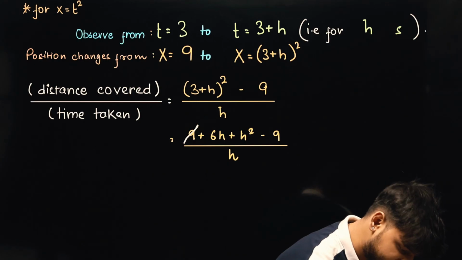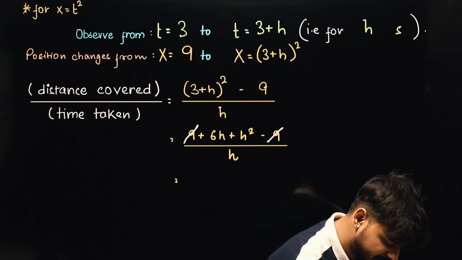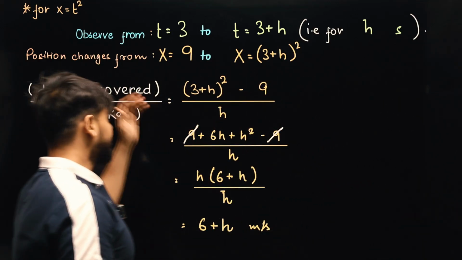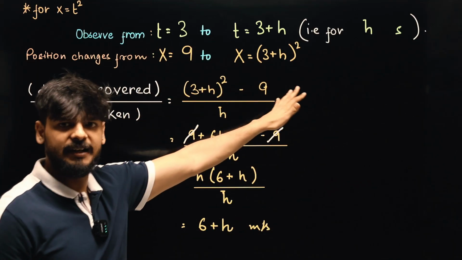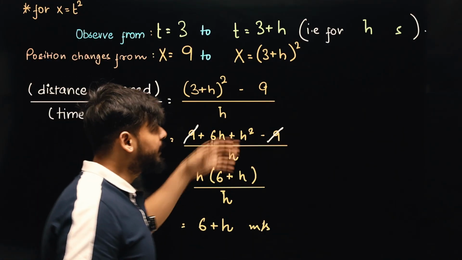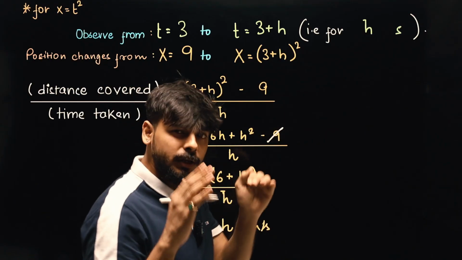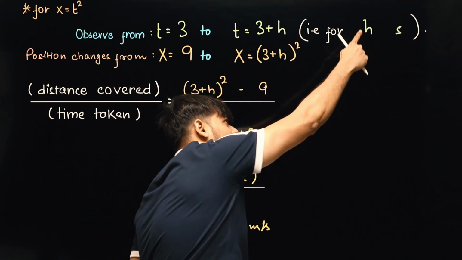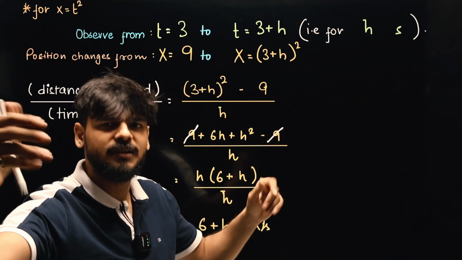The plus 9 cancels out with the negative 9. Now notice how we can factor out h from the numerator. And now our calculations are telling us that the average speed for this h second interval has come out to be 6 plus h meters per second. But this is an average speed over the h seconds interval. If we truly want to find the speed at the third second, how small would we want our h value to be? As small as possible, 0 plus.